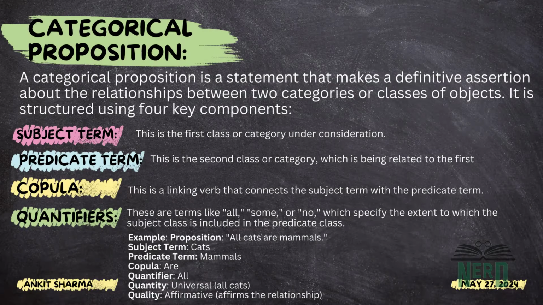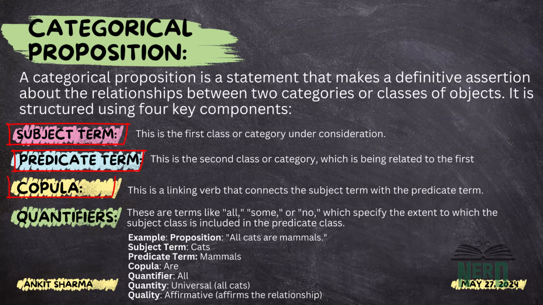Now it's the main event of the class. We are going to talk about the categorical proposition. A categorical proposition is a statement that makes a definitive assertion about the relationships between two categories or classes of objects. It is structured using four key components. The first component is subject term. This is the first class or category under consideration. Then we have predicate term. This is the second class or category, which is being related to the first.